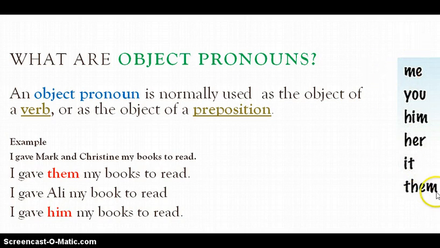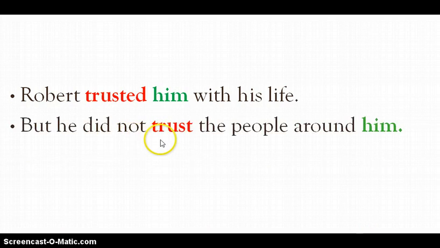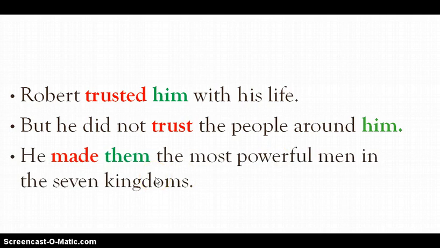One thing about all these object pronouns is they do not come at the subject position because they are object pronouns. They receive the action. Here are a few more examples. Robert trusted him with his life. So him is the object pronoun here. But he didn't trust the people around him. Him is the object pronoun here. And he made them the most powerful men in the seven kingdoms. So them is the object pronoun here.